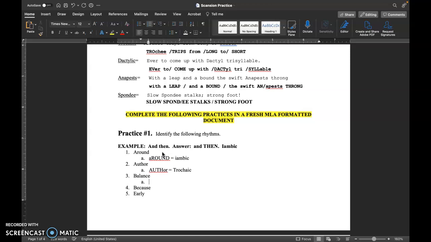Let's do a couple more. So "balance," how many syllables in balance? Well, there are two syllables in balance. And when you say the word balance, you have to strongly accent the first syllable, because it's really harsh. In this instance, the bal makes it strong. So bal is strong, ance is soft. And if bal is strong and ance is soft, this is again trochaic.